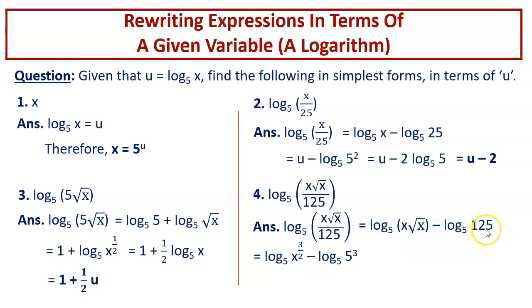And this 125 is 5 to the power of 3. And this 3 can be brought down, and 3 over 2 should also be brought down to the coefficient place. So it is 3 over 2 times log of x to the base 5 minus 3 times log of 5 to the base 5, which is equal to 1. And this part is equal to u. So it is 3 over 2 times u minus 3, or 3u over 2 minus 3.